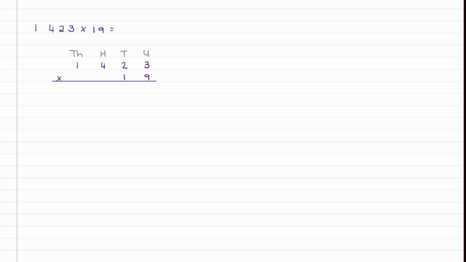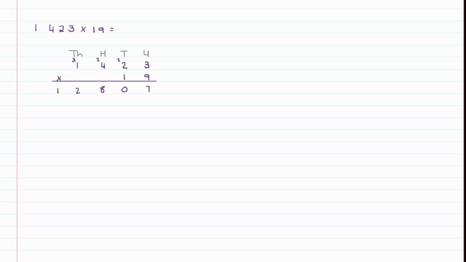Now I can start to calculate. 3 times 9 is 27, so I write the 7 and carry the 2. 2 times 9 is 18, plus 2 is 20, so I write 0 and carry the 2. 4 times 9 is 36. 36 plus 2 is 38, so I write the 8 and then carry the 3. 1 times 9 is 9, plus 3 is 12.